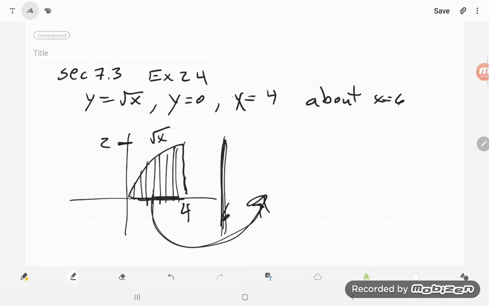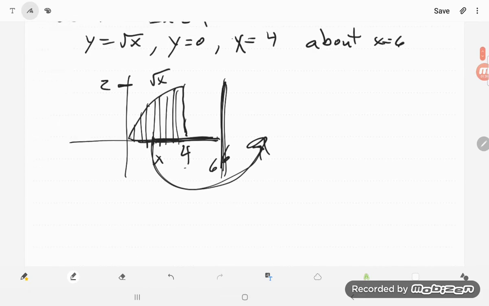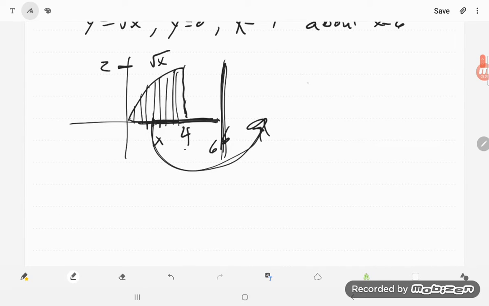And then the radius is just 6 minus x, right? So here we're at x, and we go out to 6 for our radius of that soup can. And so our radius is 6 minus x. Our height is the square root of x. And so we know we're just adding a bunch of those up from 0 to 4.